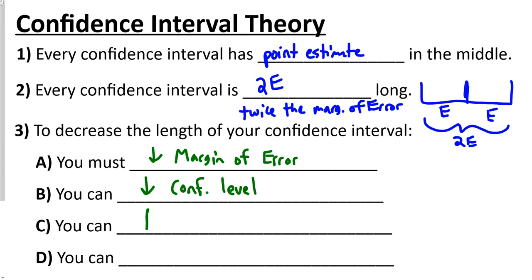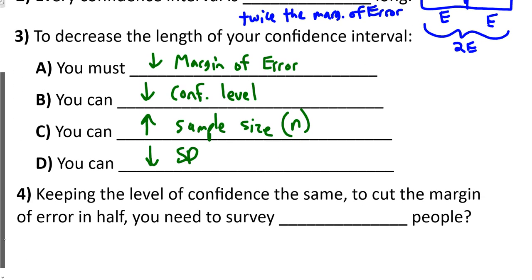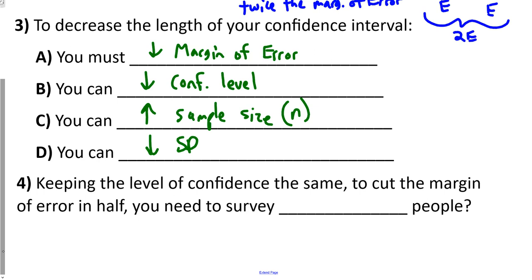You could increase the sample size, increase n, because as we showed before, multiplied by 4, it was half the margin of error. You could also just decrease the whole standard deviation in general, because that is definitely part of it. Standard deviation times the critical value.